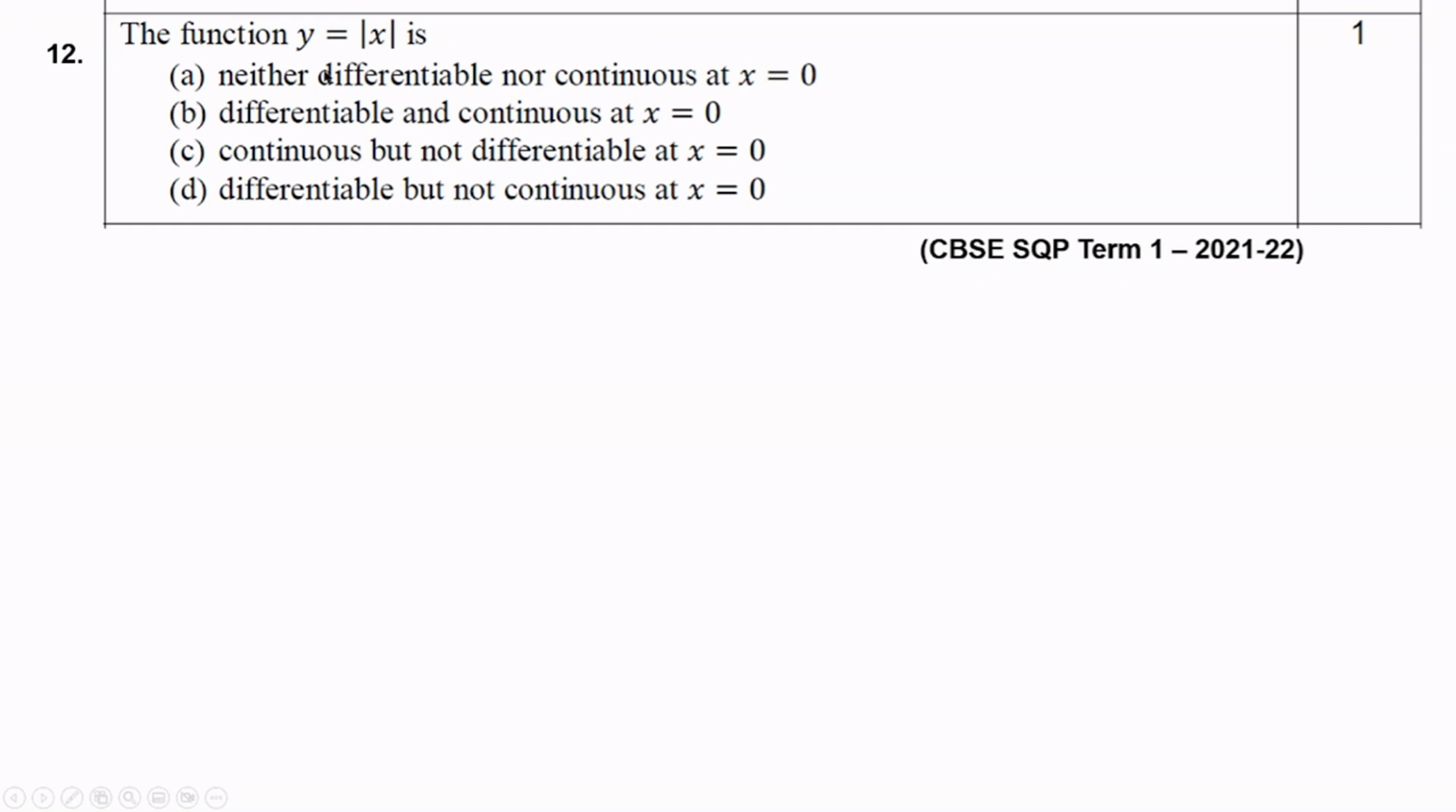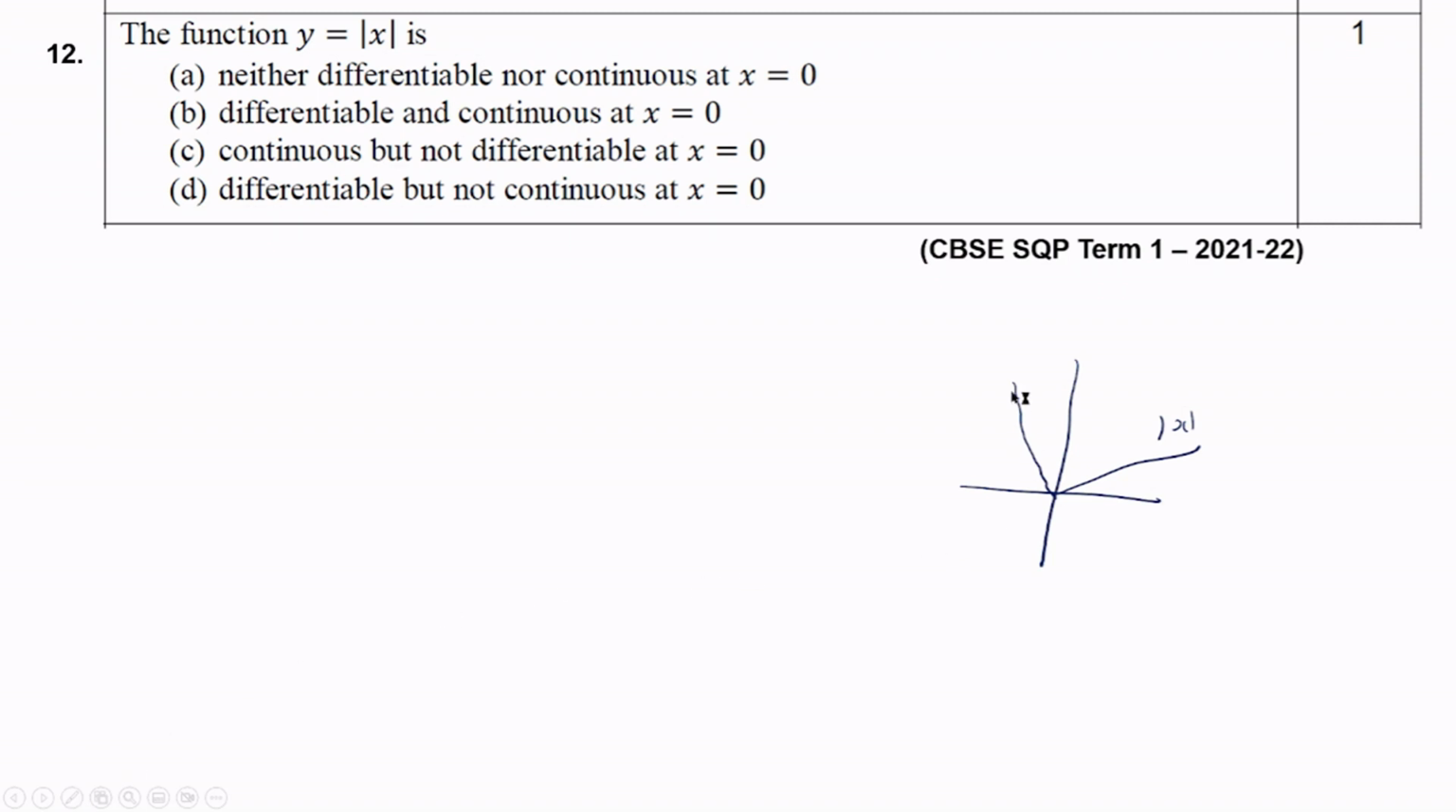The function y equal to mod x is, we have these 4 options: neither differentiable nor continuous at x is equal to 0, differentiable and continuous at x is equal to 0, continuous but not differentiable at x is equal to 0, differentiable but not continuous at x is equal to 0. Now here, if you remember the curve of mod x, it is a V-shaped curve. So this is the curve for mod x.